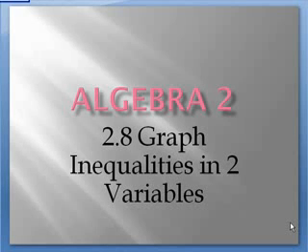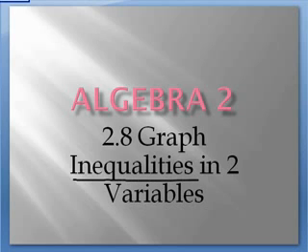All right, we know how to graph lines now. We also know how to graph absolute values. So what we're going to look at today is graphing inequalities in two variables. The difference is that today these are inequalities, so we're not going to have an equation with an equal sign.